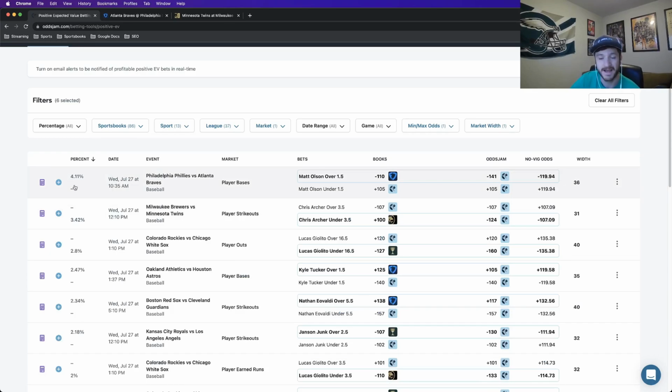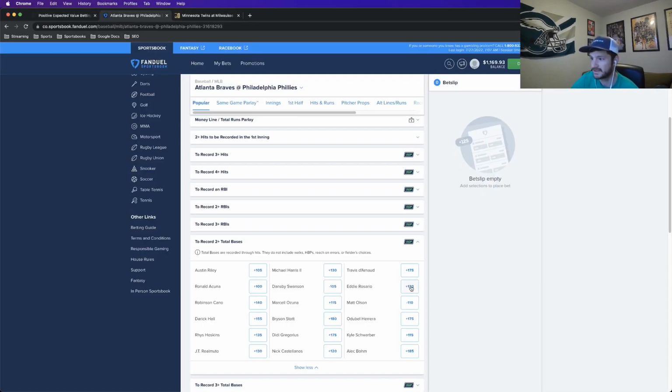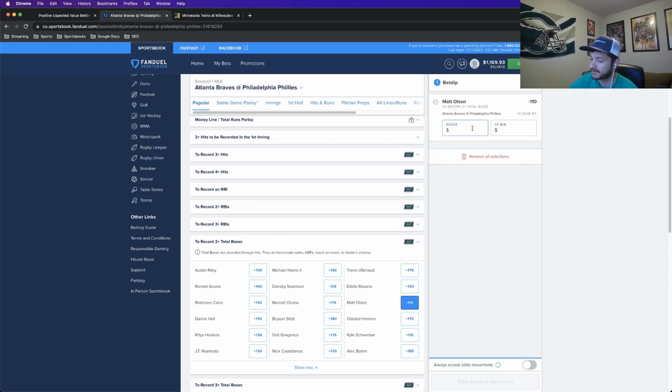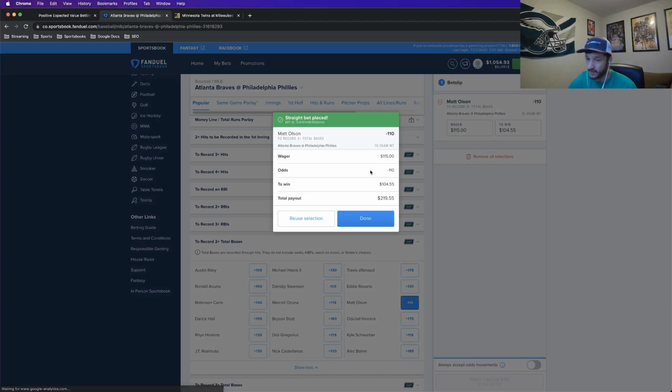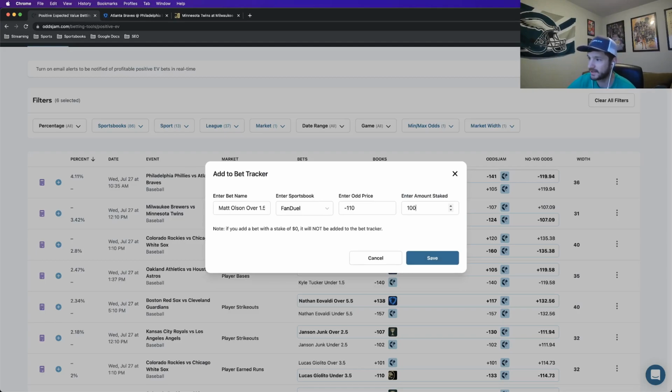So all in all, this equates to about a 4.11% profit margin. This is about a 2-unit bet for me, just above 2 units, so I'm going to put 115 on this one. Matt Olson to go over 1.5 total bases, place bet, and we're good to go. This is the first bet that I'm placing today for my player props. Let me add to bet tracker 115 on this one.